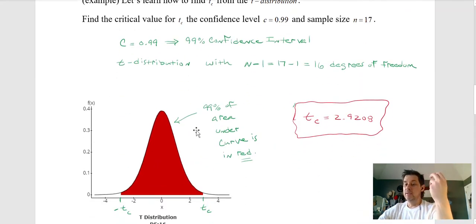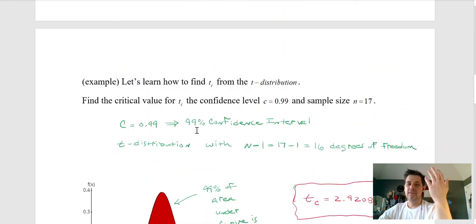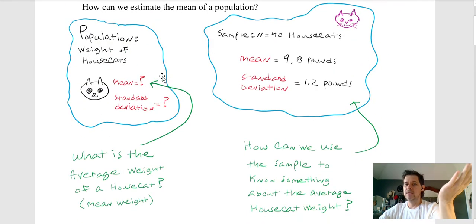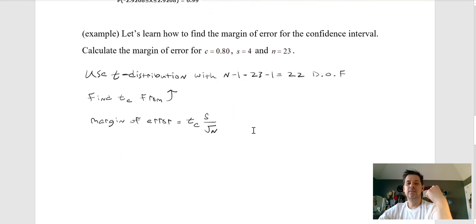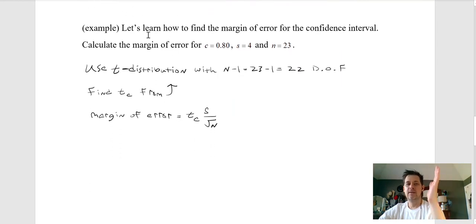My ultimate objective is to tell you how we can say something about the average weight of a house cat based on our sample, okay? But we're not quite there yet, so let's do this. Next thing, how do you find the margin of error? Now, this would be an 80% confidence level, a sample standard deviation of 4, and a sample size of 23.